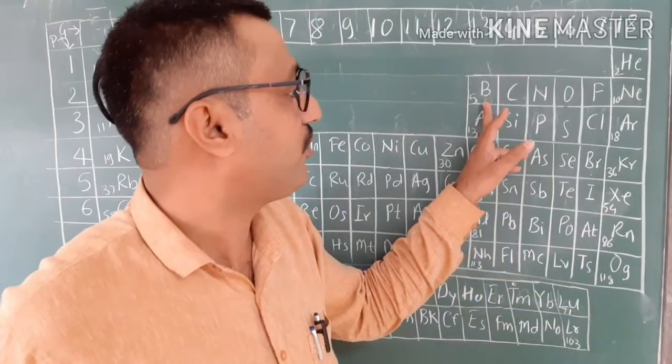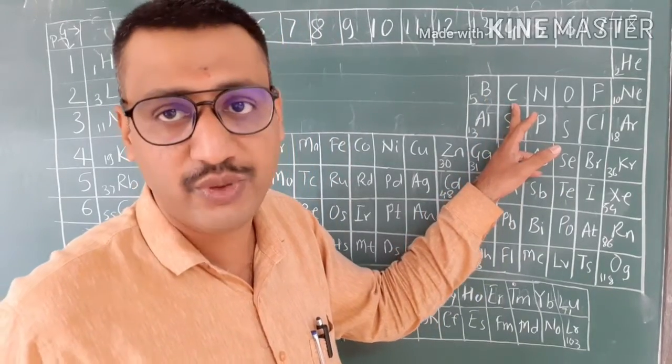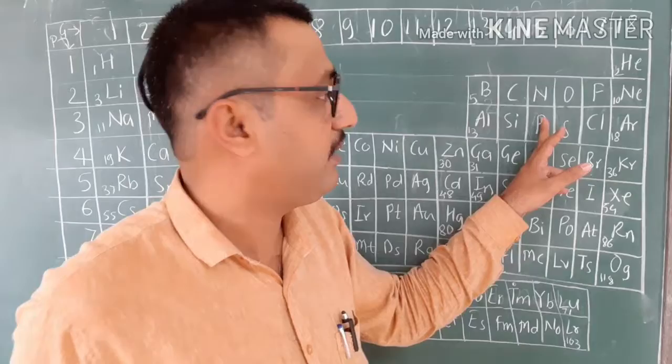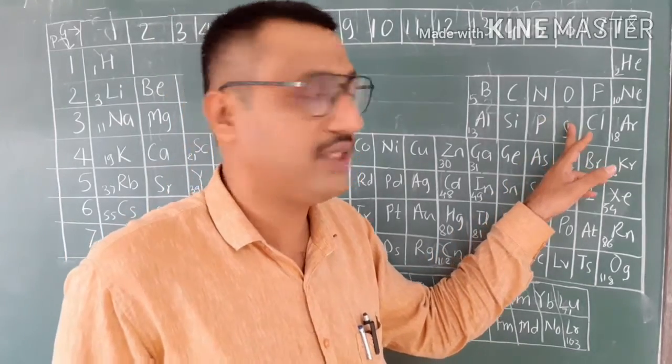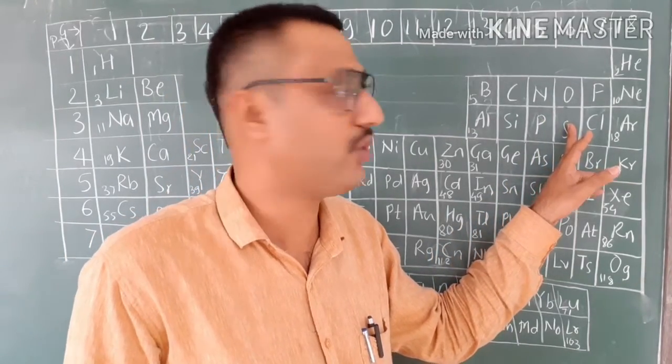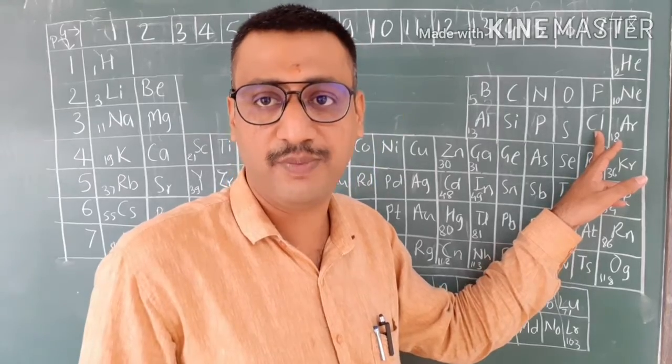General outer shell electronic configuration of carbon family elements, I told, is ns2np2. Nitrogen family elements ns2np3. Oxygen family elements ns2np4. Here fluorine family elements ns2np5.